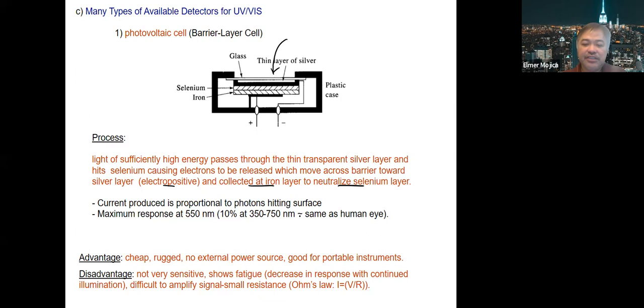So the current produced is proportional to the photons hitting the surface. I think this is an application of the photoelectric effect. The maximum response is at 500 nanometers. The advantages of this cell: rugged, no external power source, and good for portable instruments. The disadvantage is it's not as sensitive and it shows fatigue, the decrease in response with continuous use or illumination, and it is difficult to amplify small signals because of small resistance.